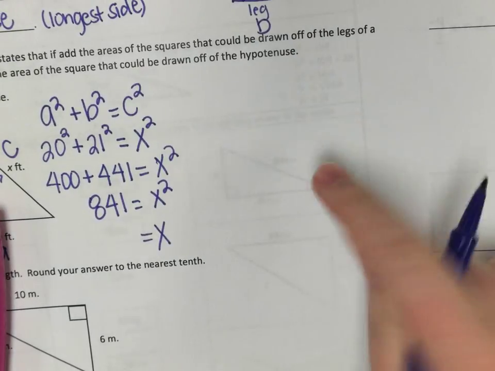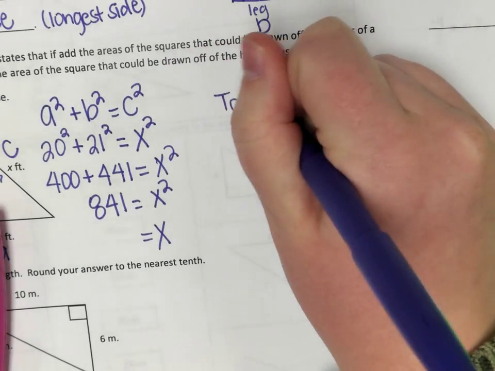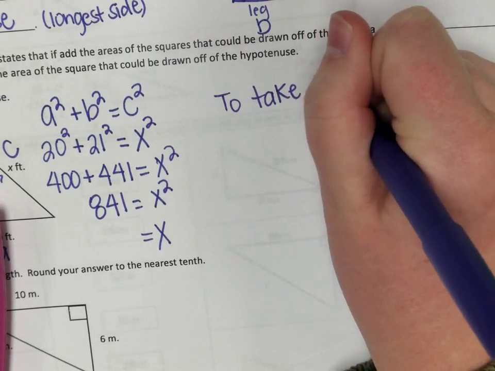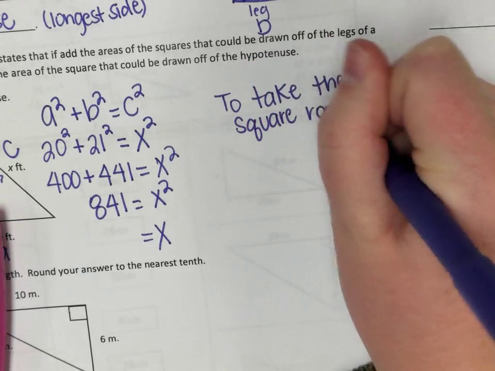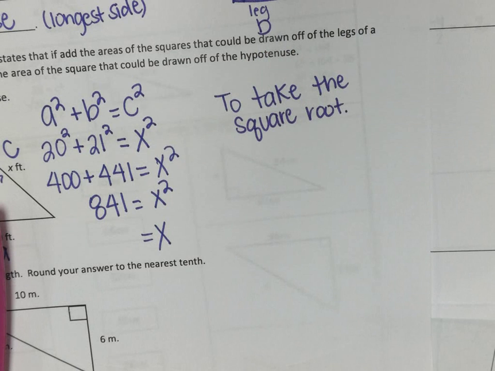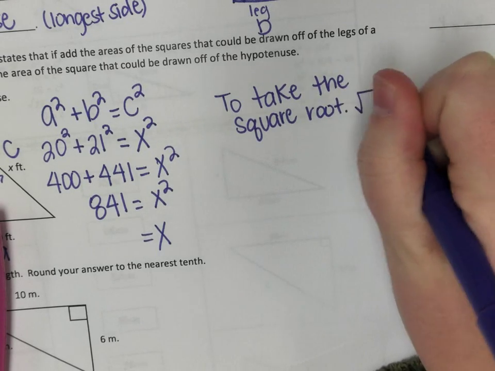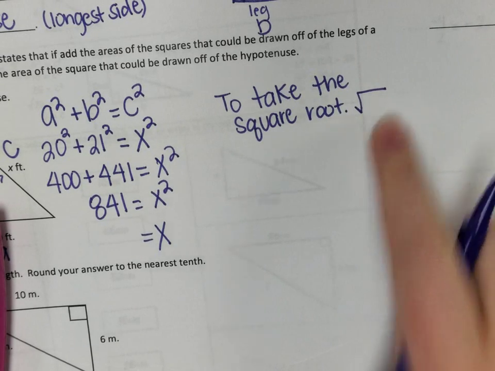So over here, let's write some instructions. To take the square root. Do y'all remember what the square root symbol looks like? I love y'all drawing it right now. Y'all, it's like a little house, right? With a little check mark out front. Okay? So to take the square root, it's this symbol right here. That's a square root symbol.